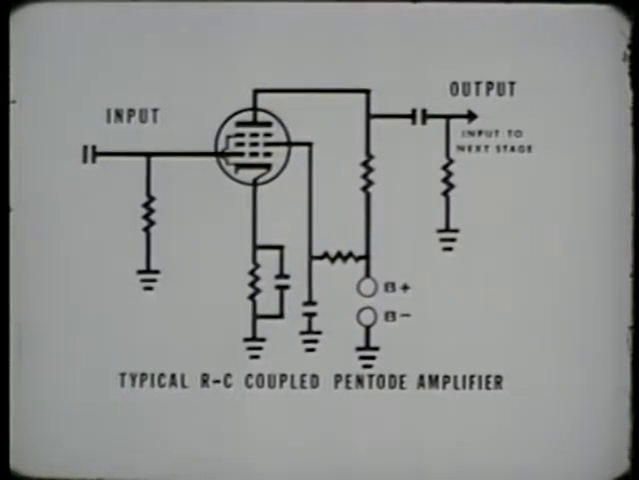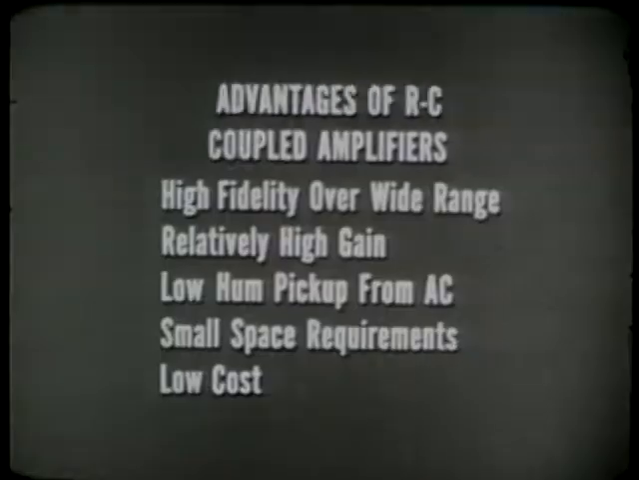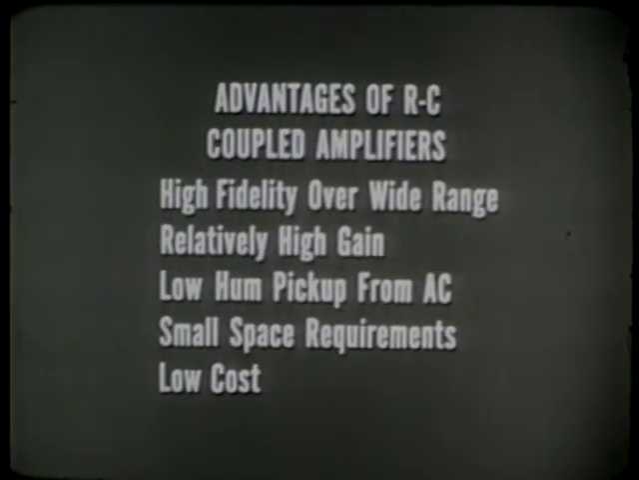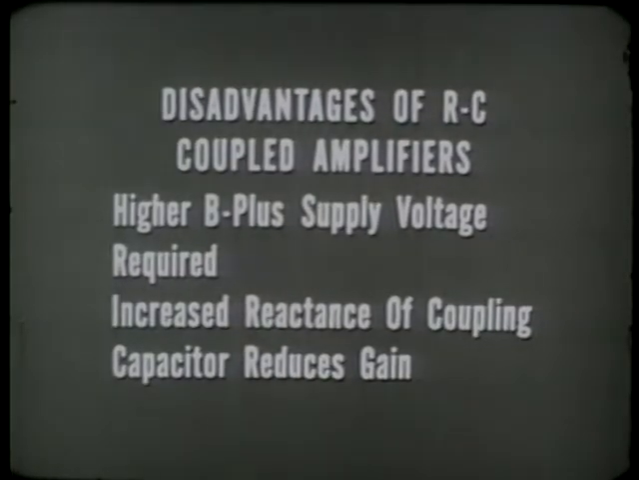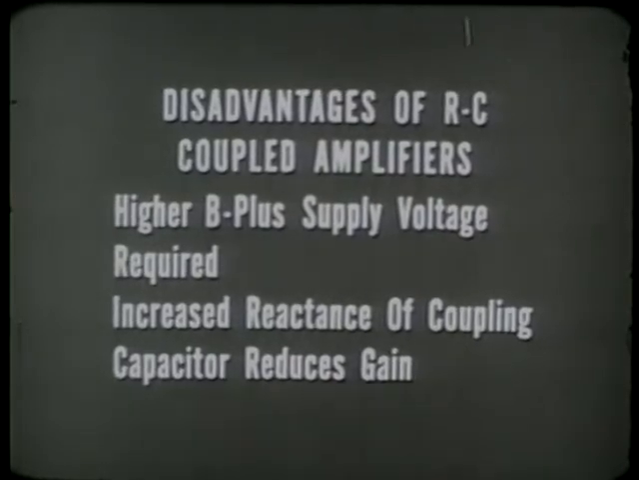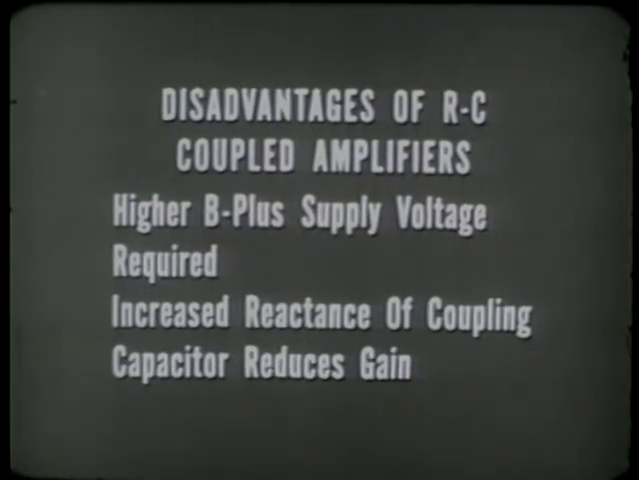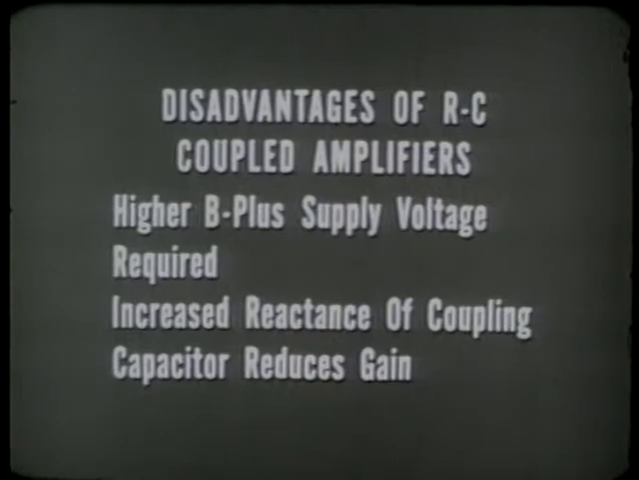Resistance capacitance, or RC, coupled amplifiers are so termed because the amplifier stages are coupled by combinations of resistances and capacitors. Advantages of RC coupled amplifiers are high fidelity over a wide range of frequencies, relatively high gain, low hum pickup from nearby AC fields, small space requirements, and low cost. The disadvantages of RC coupled amplifiers are that a higher B+ supply voltage is required, and the reactance of the coupling capacitor increases at lower frequencies, thus reducing the gain.